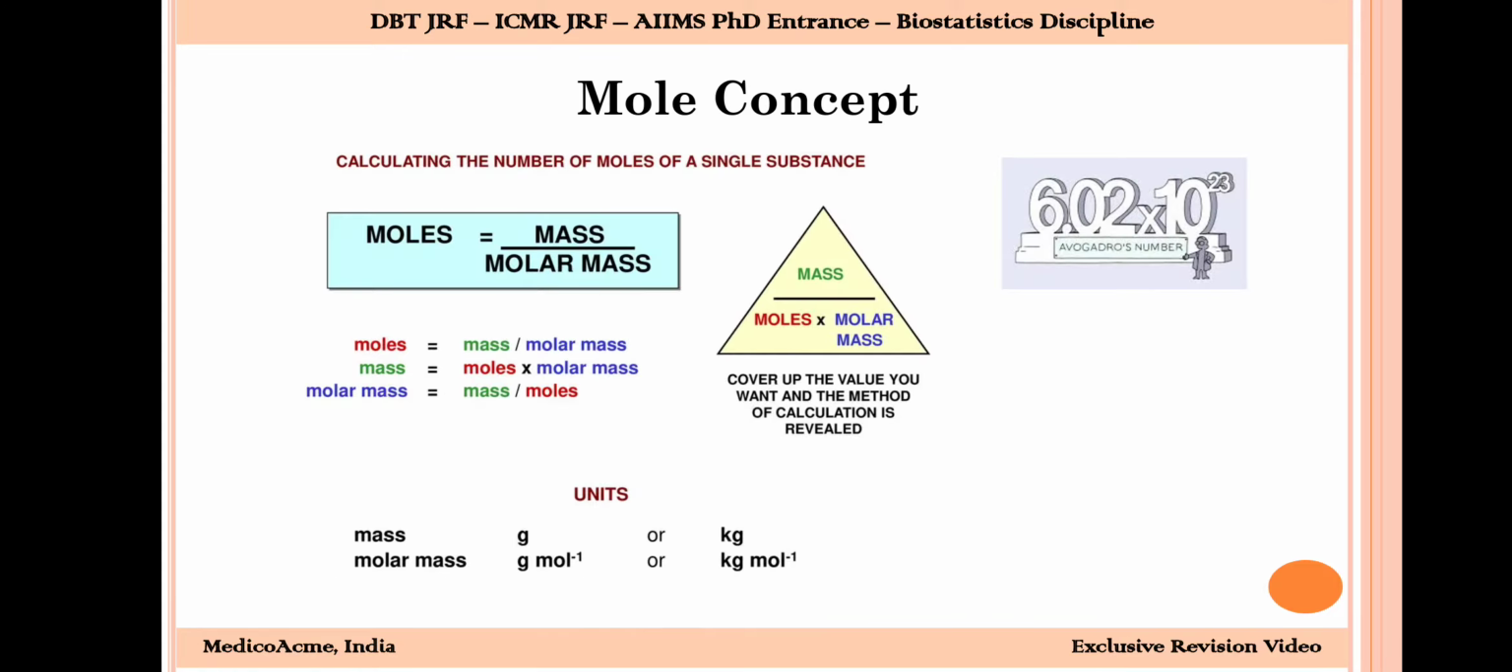So guys, the second thing is the mole concept. Mole concept becomes very important. Sometimes they just ask the Avogadro's number value. What is the number in Avogadro's value? 6.02 into 10 to the power 23 is the actual number present in the Avogadro number.